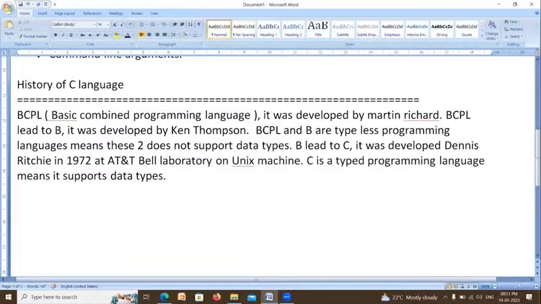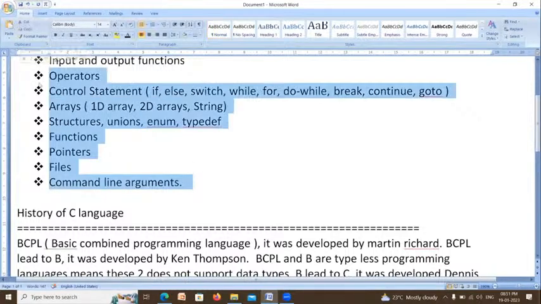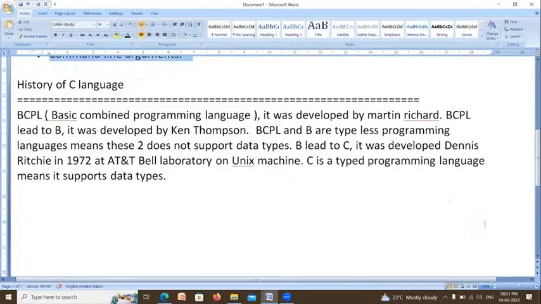Yes, sir. Thank you. And what about the above points? I can see some points. It is the syllabus, just the syllabus. Oh, okay. You need to write from here only. Okay. Thank you.